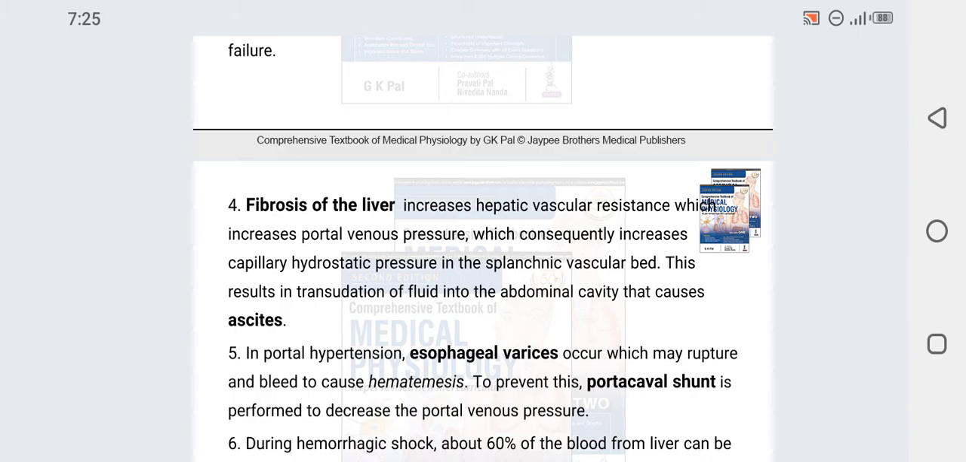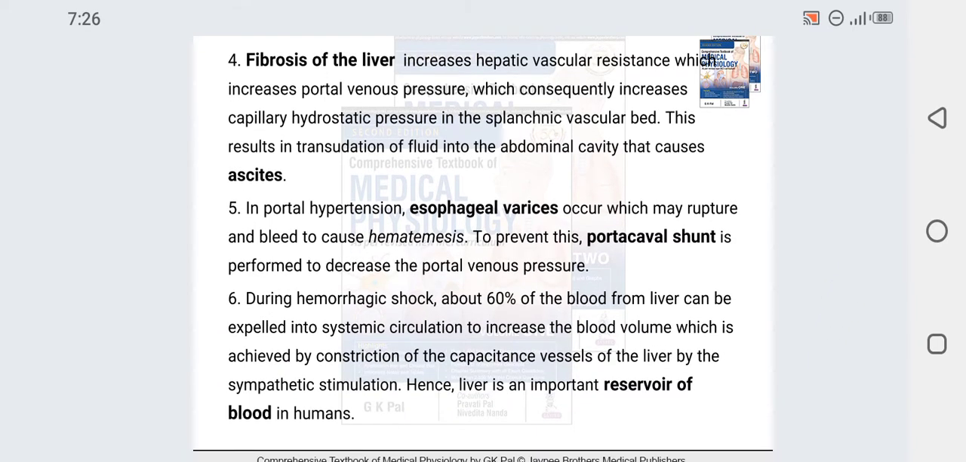Fourth, fibrosis of the liver. The increased hepatic vascular resistance increases the portal venous pressure, which consequently increases the capillary hydrostatic pressure in the splanchnic vascular bed, and this results in transudation of fluid into the abdominal cavity, which causes ascites.